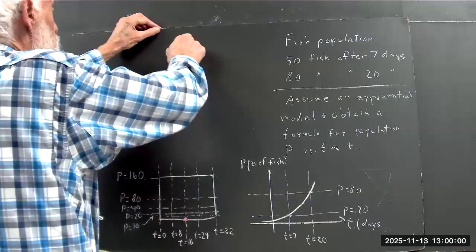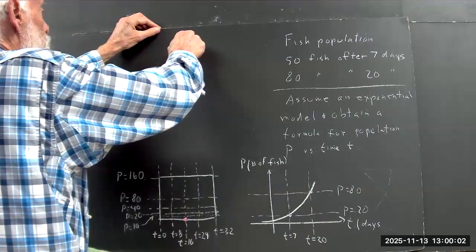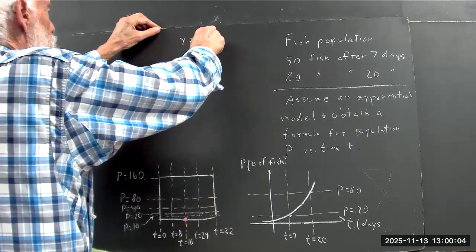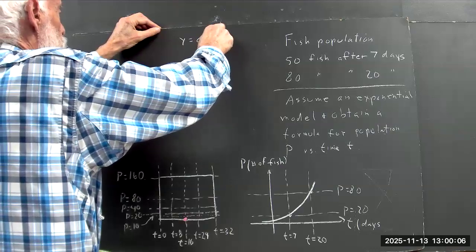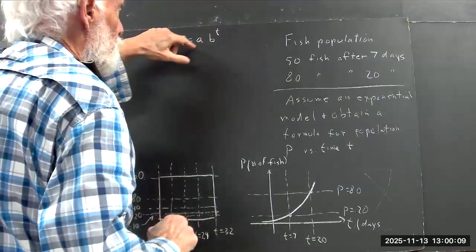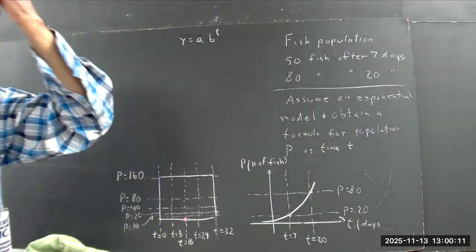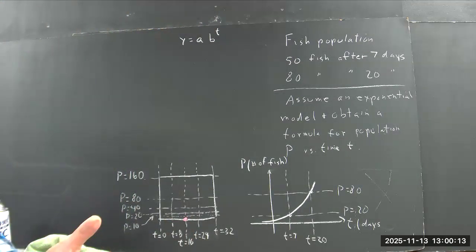Second step, write out y equals AB to the T. That's the general form of an exponential function. And you've got to know the general form of every possible function.